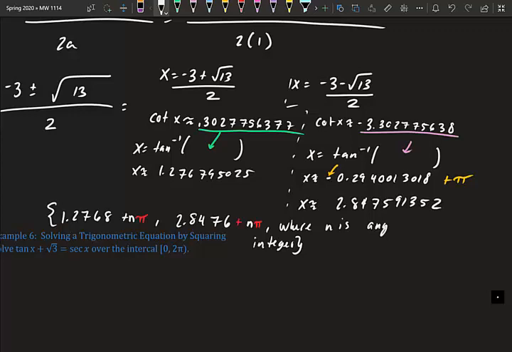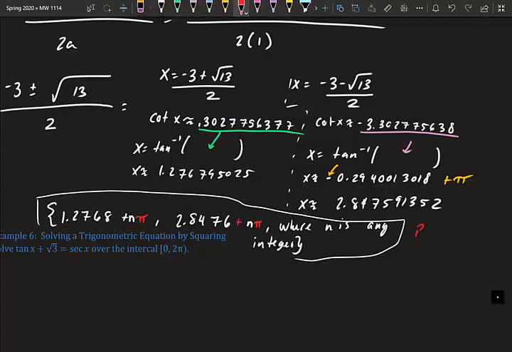there's our answer. Why do we add pi to have n pi? Because remember, the period of tangent is pi.